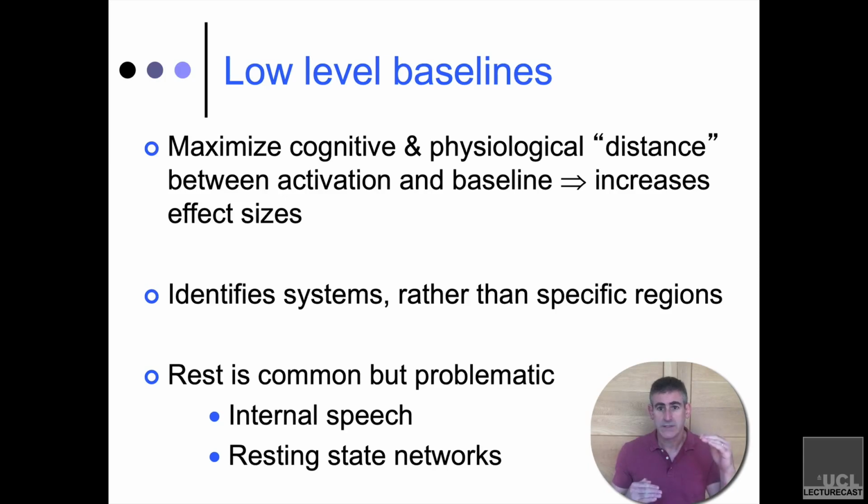And the more differences there are between them, the larger the physiological effect, and the bigger the difference, the easier it is to detect. So my statistical sensitivity is going to be improved by maximizing the distance between my activation task and my baseline, okay? And by doing that, you increase the effect sizes, which makes it easier to detect a difference. The downside of that is it tends to identify systems rather than specific regions.